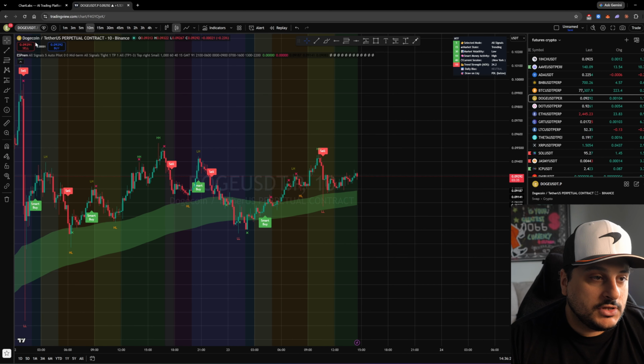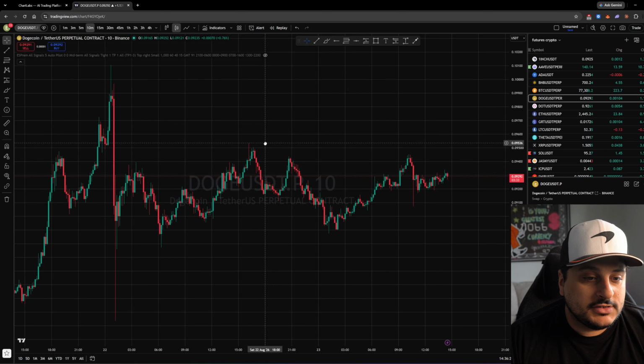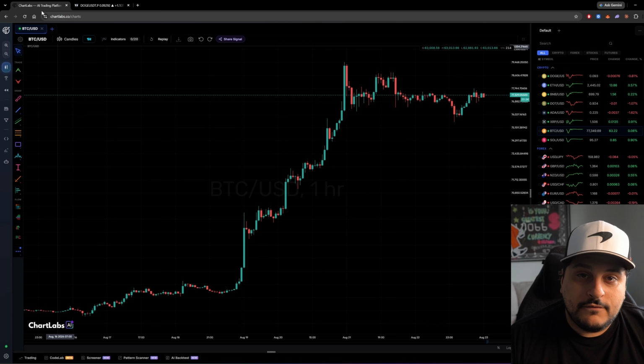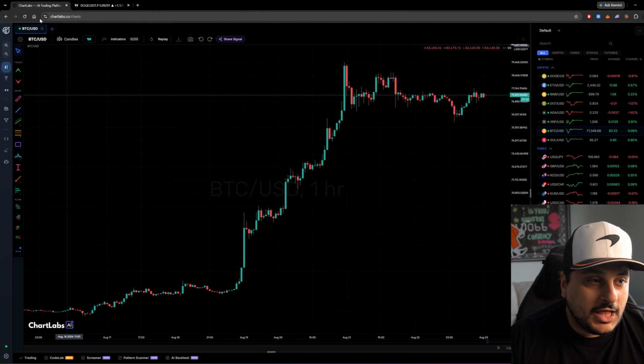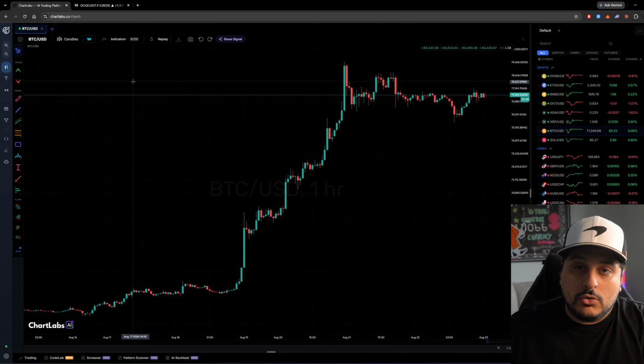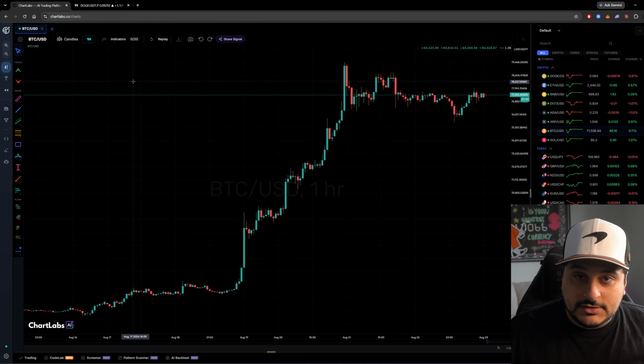We can't just use websites like TradingView, for example, because they don't offer any level 2 or level 3 data for crypto. So we're going to go ahead for this example and use ChartLabs. ChartLabs is very similar to TradingView. It's still free to use and it gives you order flow for crypto. So let me show you exactly how that looks like right now.